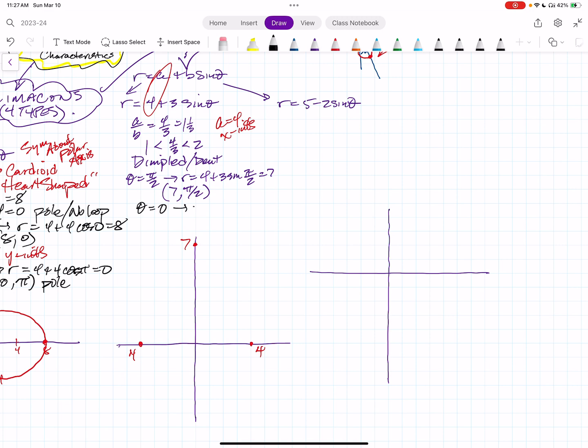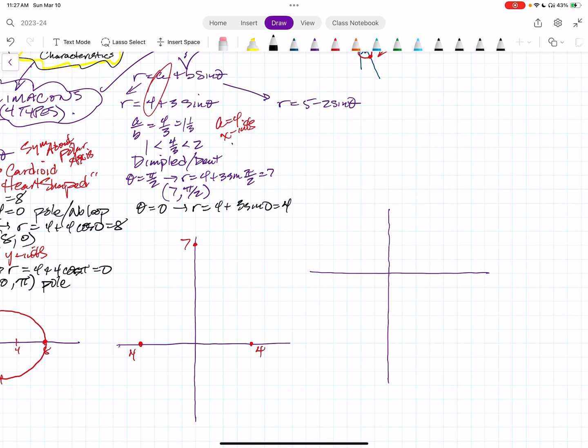So you can go theta equals 0, or you can use pi, whatever you like. r is equal to 4 plus 3 times the sine of 0. Sine of 0 is 0, times 3 is 0, plus 4 is 4. And so 4 comma 0 is on the graph. So you can see how that plays out. When in doubt, substitute 0, substitute in pi halves, and then you'll get all these points. If you forget, don't worry about it. You can do that in your head. Then you've got to figure out where your dimple is.